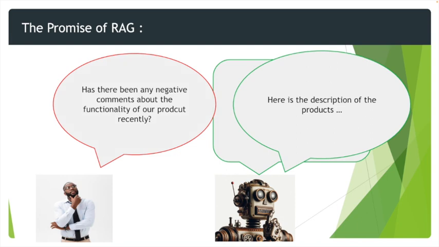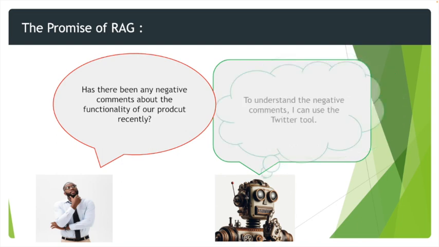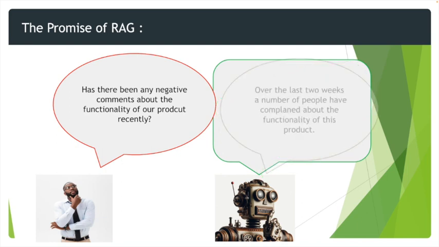Have there been any negative comments? Well, yeah, we've had databases, we've had documents that we can connect the large language model up to, but also we can connect it up to an API. So imagine here, this LLM's got access to an API, a Twitter API, and he can go to the Twitter API, do a search, come back with some results, and effectively answer the user's question.